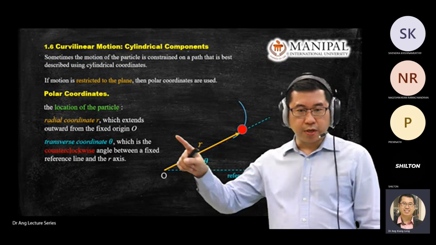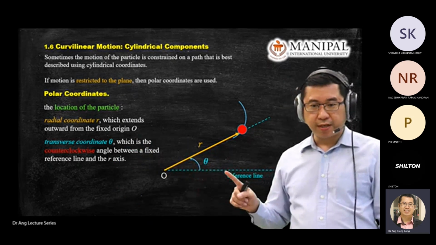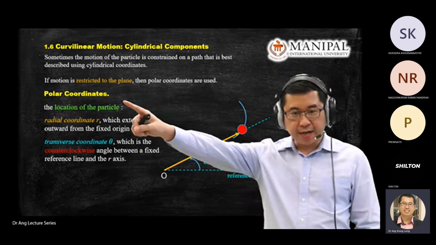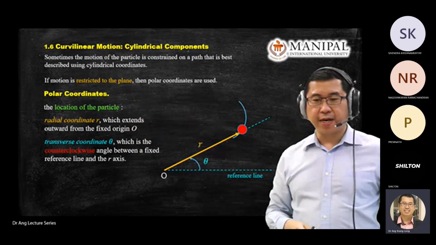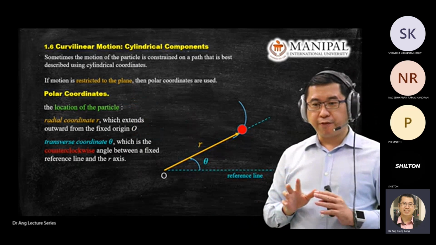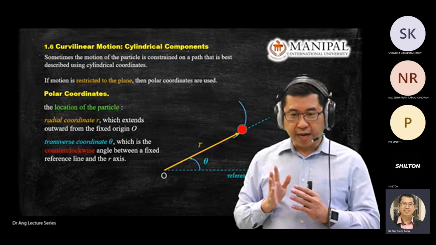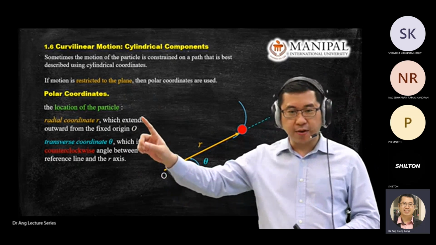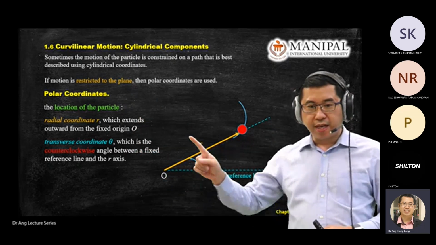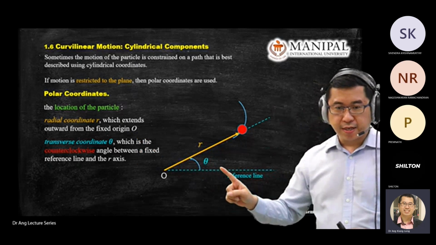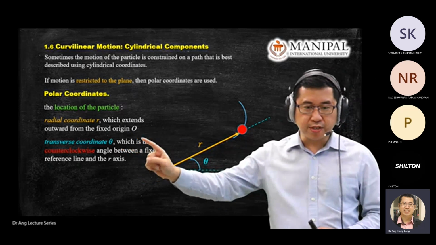This angle we call the transverse coordinate. So we have two types of coordinate here. Under polar coordinates, you refer to your object using two coordinates. One is r, named the radial coordinate. The other is the angle, which we name the transverse coordinate, theta.